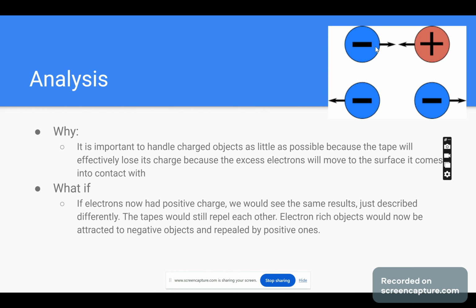So now some analysis. Why is it important to not touch the charged tapes? Well, that's because touching the tapes would actually cause the tapes to effectively lose their charge because the excess electrons that are built up in the tape would flow into the surface that it comes into contact with.